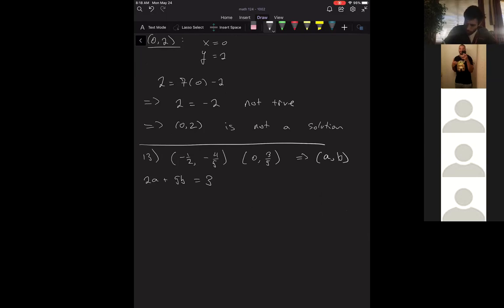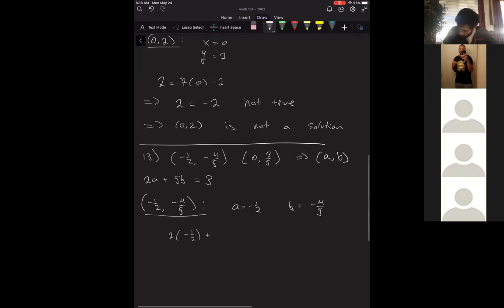All right, so let's test the first point. -1/2, -4/5. So here we're going to have a is equal to -1/2, and then b is equal to -4/5. Okay, and so now let's plug those into the equation. So we're going to have 2a plus 5b is equal to 3. So let's plug in the a. We'll have 2a is -1/2 plus 5, b is -4/5 is equal to 3. So let's see if this is true.